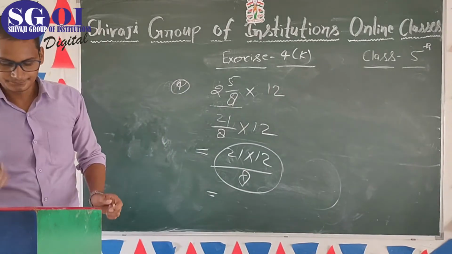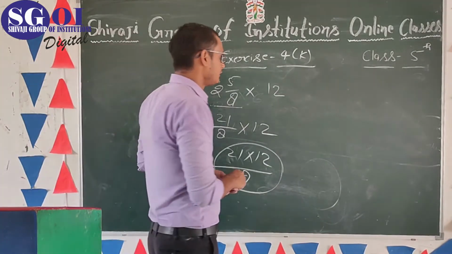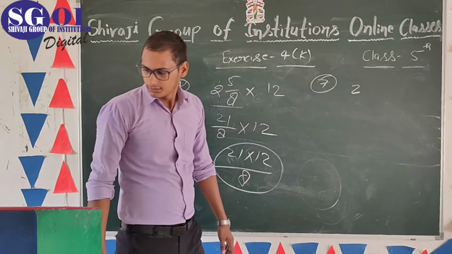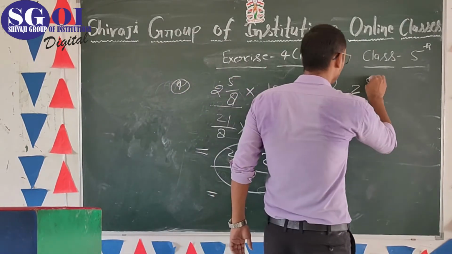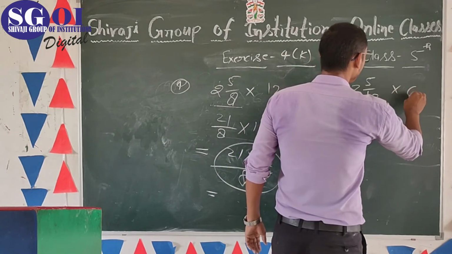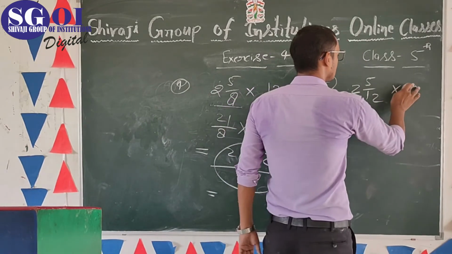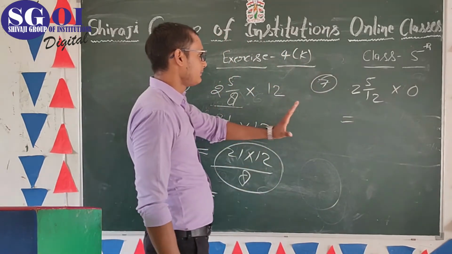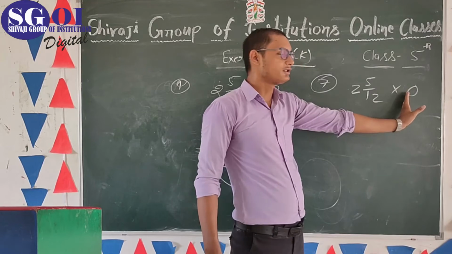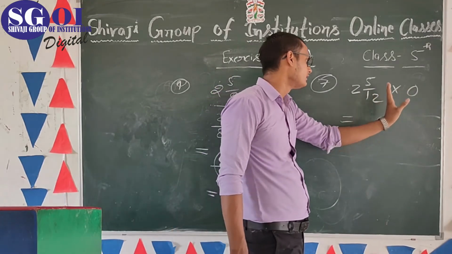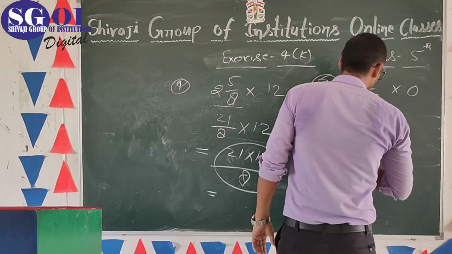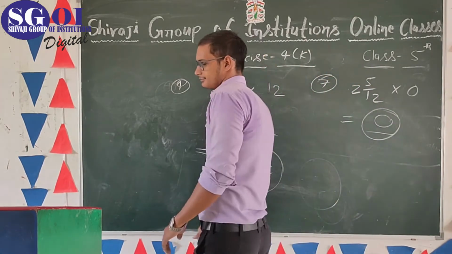Question number 7 is 2 whole 5 upon 12 multiplied by 0. Students, as you know, if we multiply any number by 0, then we get the answer 0. So the answer is 0.